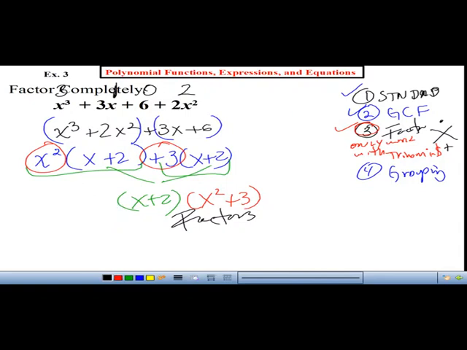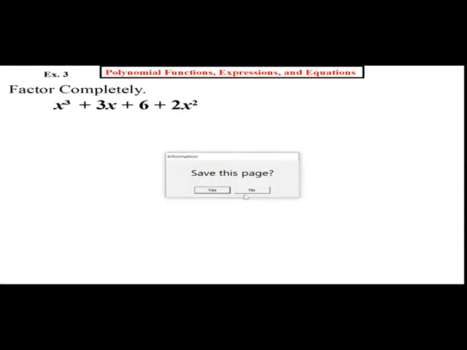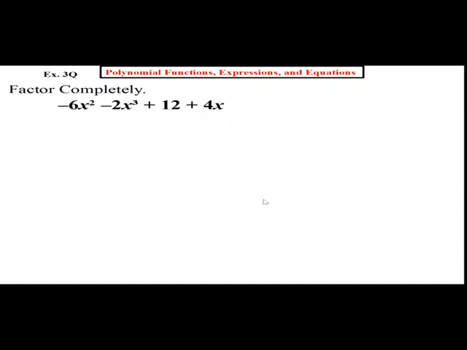All right, so let's see if you do one by yourself, how you do. Example number 3Q. It says factor completely: negative 6x squared, negative 2x cubed, plus 12, plus 4x. Factor that one completely. I'll give you some time. Ready, go. All right, let's see.